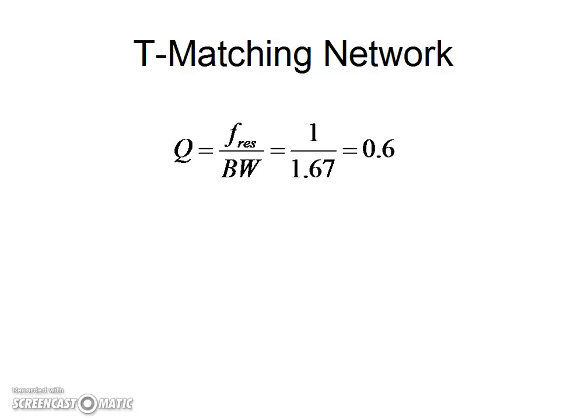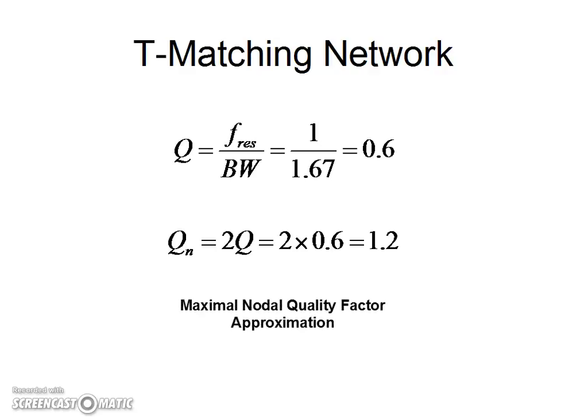In order to permit us to use the Smith chart and of course simplify our design procedure, we can use the following approximation in which we know that the nodal quality factor is related to the overall quality factor of the network by this relationship, in which Qn is approximately twice the value of the overall quality factor. So in this case, the maximal nodal quality factor approximation will be used and will require a value of 1.2 in order to achieve the required bandwidth.